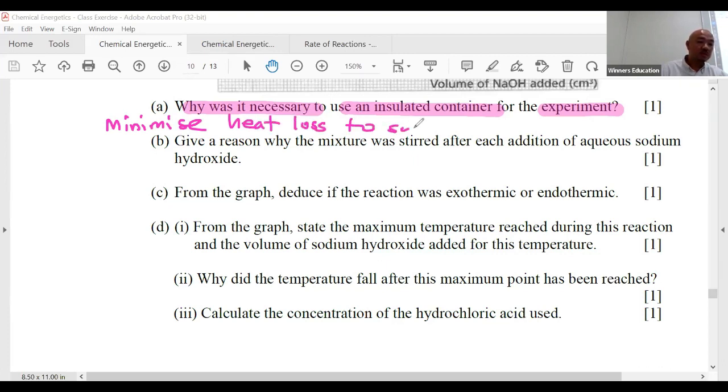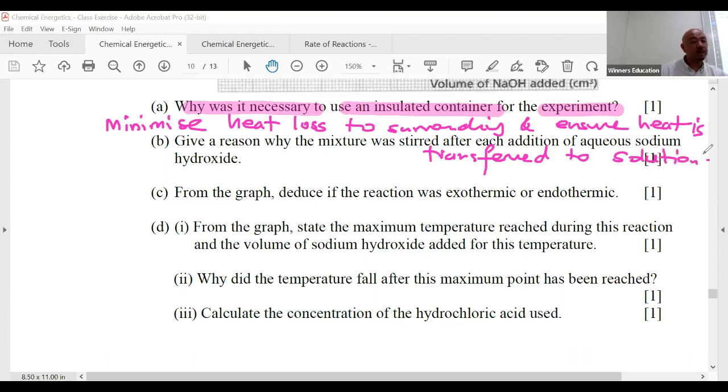So my answer, be careful, it's not stop, it's minimize heat loss to the surrounding and ensure the heat is transferred to the solution whereby the bulk of my thermometer is measuring. There's always some heat loss. We try to minimize as much as we can, using a styrofoam cup. There's no such thing as 100% prevention.